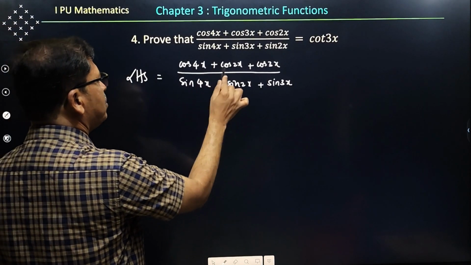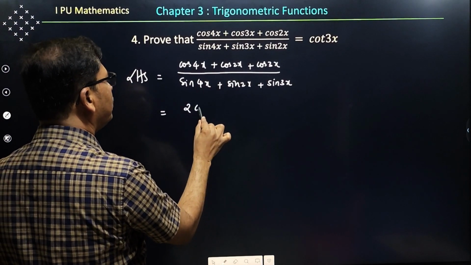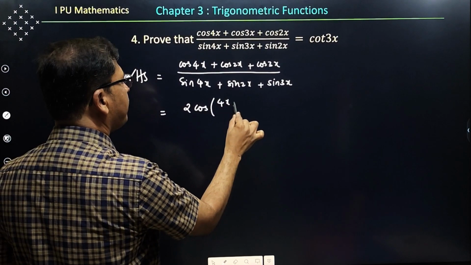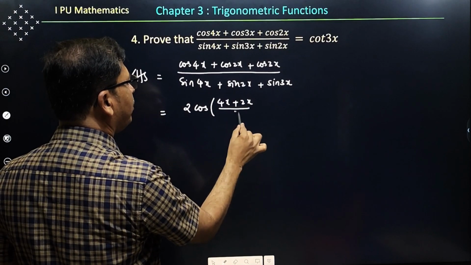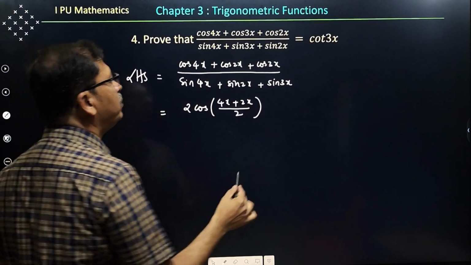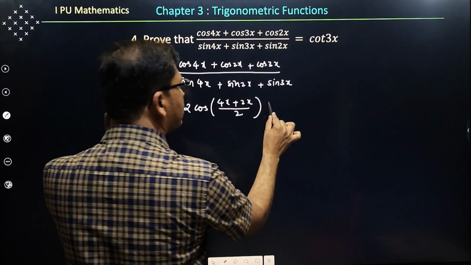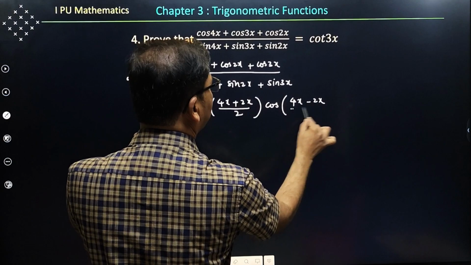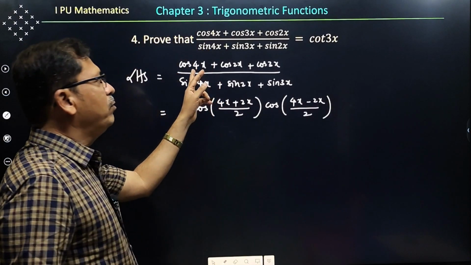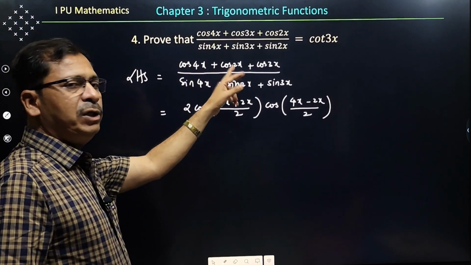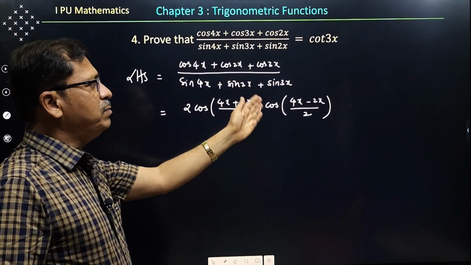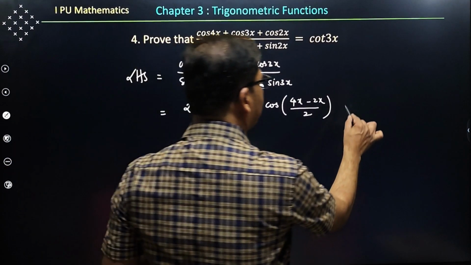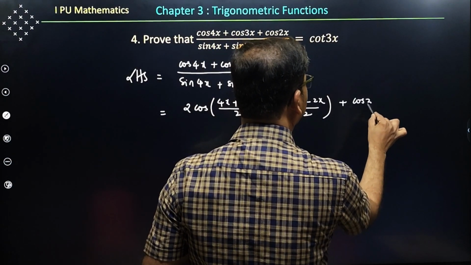So cos c plus cos d is equal to 2 into cos of (c plus d) divided by 2, that is (4x plus 2x) divided by 2, into cos of (c minus d) divided by 2. See what is there? In place of c, 4x is there, in place of d, 2x is there. C minus d, that is (4x minus 2x) divided by 2, plus cos 3x is there now, that you write as it is, plus cos of 3x.